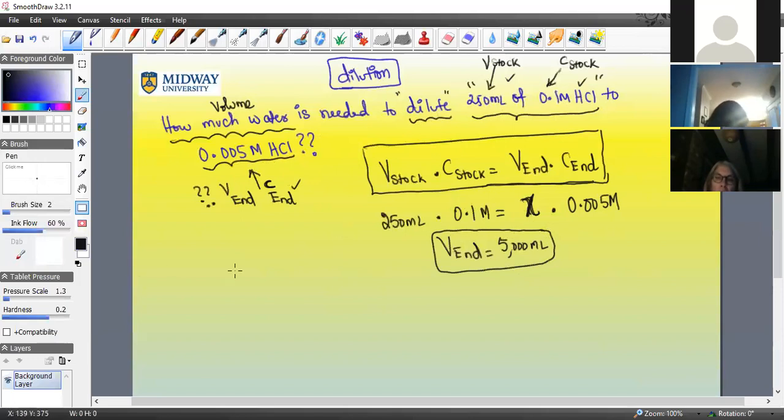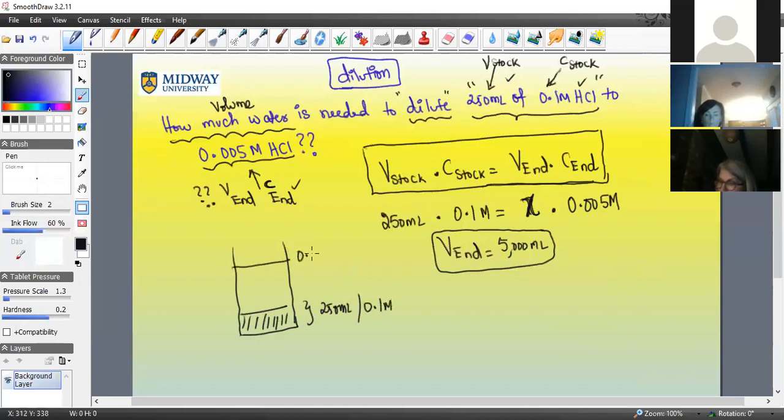This is the total volume. Let me draw it visually. We're not done with the problem. We are starting with, say, 250 mils of 0.1 molar. And we want to be at 0.005 molar when we are done, and we just determined that whatever the space from here to here will be totally 5,000 mils. This total volume is 5,000.